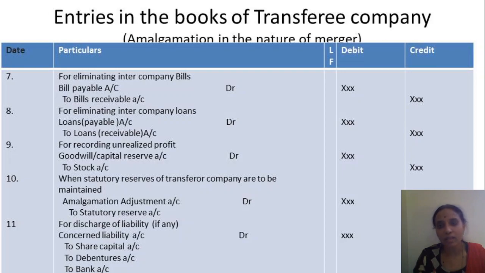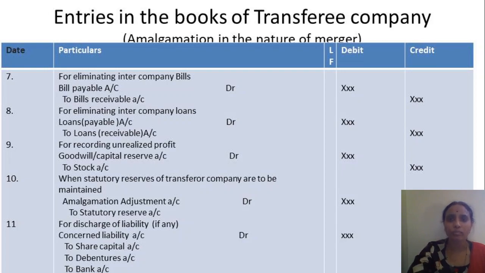Liability account has a credit balance. So if you have paid, it should be closed and debited. So you debit the concerned liability account, then credit the share capital if paid in the form of share capital, credit debentures if debentures are given, and credit bank if the amount is transferred through bank. So this is the journal entry for the discharge of liabilities, if any, in the books of the transferee company in the nature of purchase. So these are the journal entries. Till now we have seen the 3 types of journal entries.